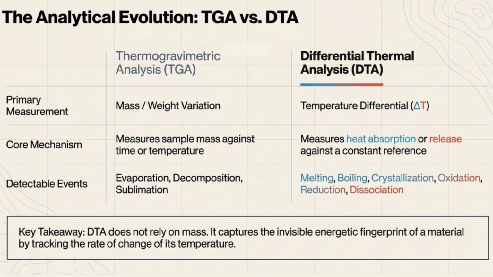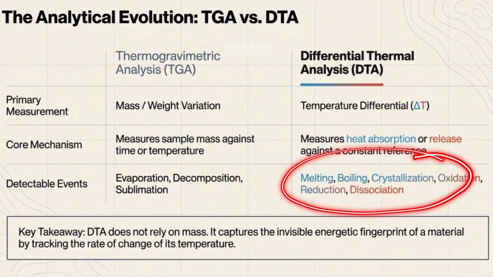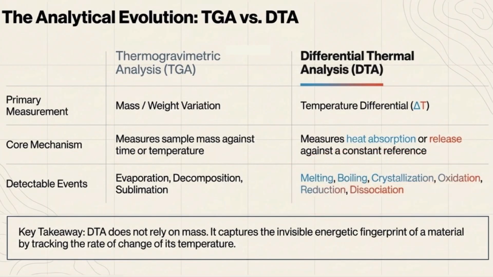So what is the core mechanism? TGA measures sample mass against time or temperature, whereas DTA measures heat absorption or release against a constant reference. TGA helps us have information about evaporation, decomposition and sublimation, and all these changes involve weight change. Whereas differential thermal analysis is used for melting point, boiling point, crystallization, oxidation, reduction and dissociation. All these changes occur without weight change, so TGA is not able to identify them. That is why we take the help of DTA.